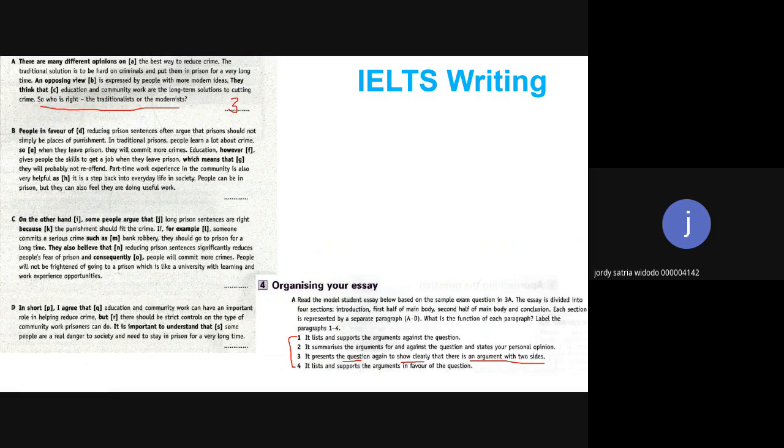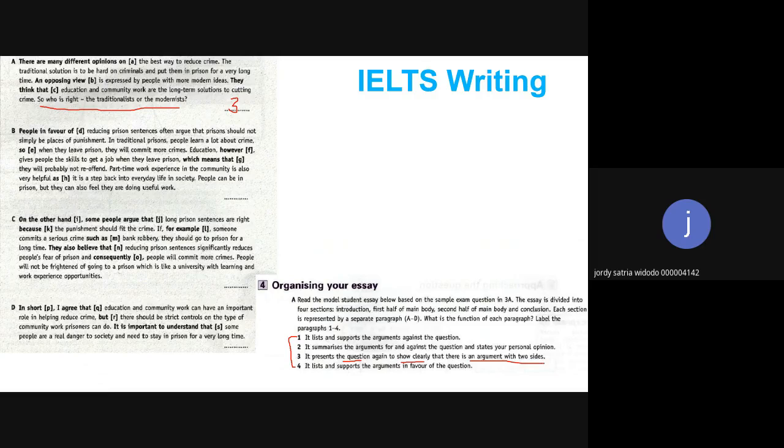And then what about the function of the second paragraph? People in favor of reducing prison sentences often argue that prisons shouldn't simply be places of punishment. In traditional prisons, people learn a lot about crime, so when they leave prison, they will commit more crimes. Education, however, gives people the skills to get a job when they leave prison, which means that they will probably not reoffend.